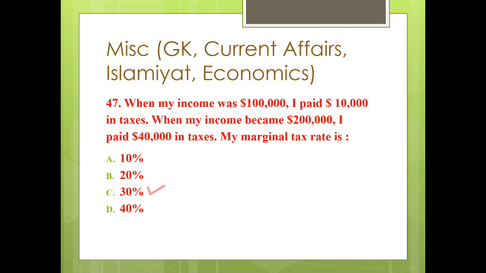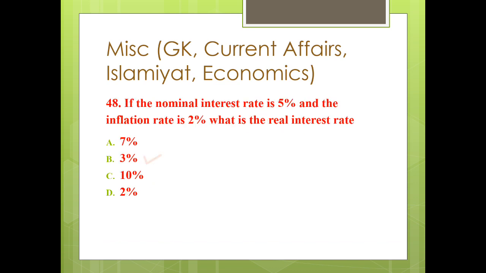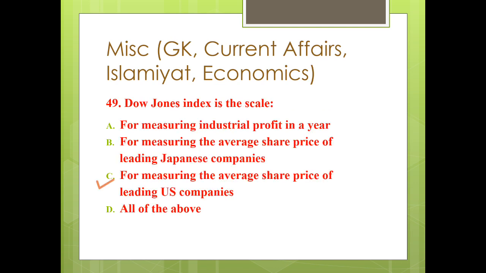When my income was $1 lakh, I paid $10,000 in taxes. When my income became $2 lakh, I paid $40,000 in taxes. My marginal tax rate is 30%. It's easy. If the nominal interest rate is 5% and the inflation rate is 2%, what is the real interest rate? You simply subtract it. 5 minus 2 is equal to 3%.